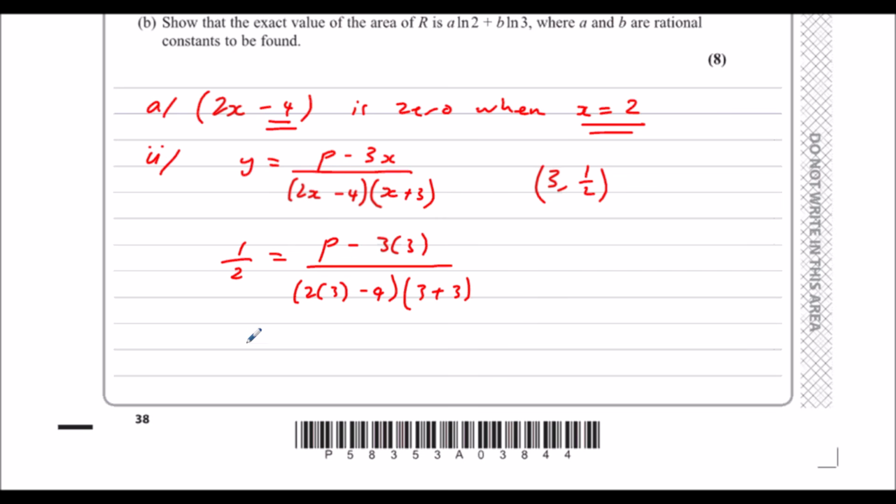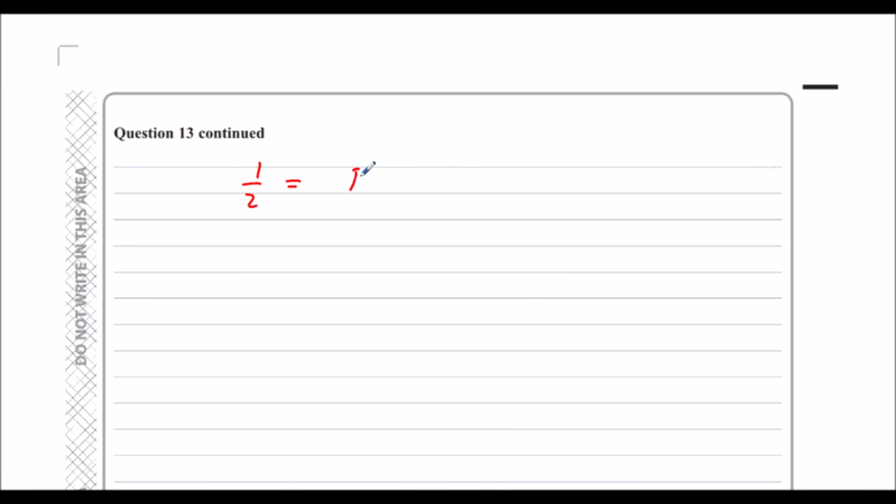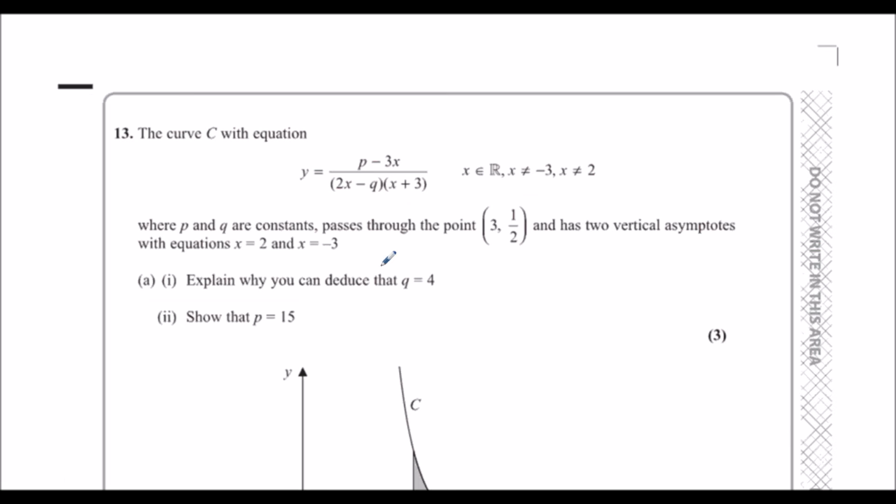So what have we got here? We've got 1/2 equals p minus 9 divided by 2 3's are 6 minus 4 is 2. 3 plus 3 is 6. So half equals p minus 9 over 12. Multiply both sides by 12. So 12 halves are 6. Add 9 to both sides. P is 15. And that's what we wanted.